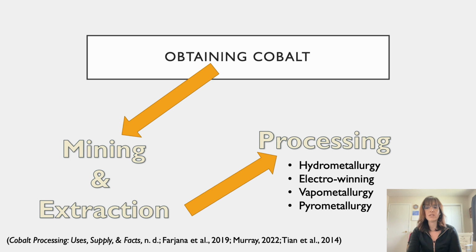Pyrometallurgy uses the melting point and density to separate cobalt from ore by heating the ore. This is used in smelting. Prior to pyrometallurgy and hydrometallurgy, copper cobalt ore is often made into a concentrate and stirred to create air bubbles, and those air bubbles attract cobalt and then bring it to the surface.